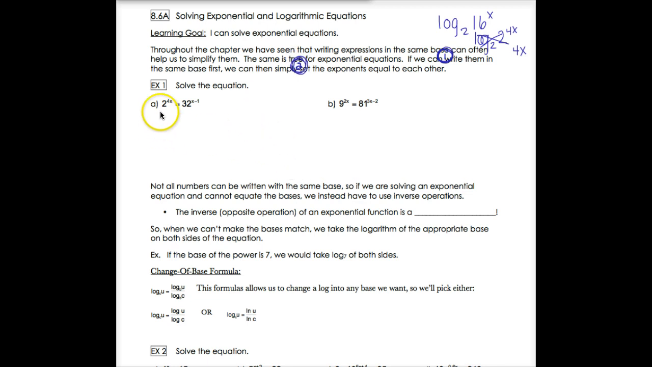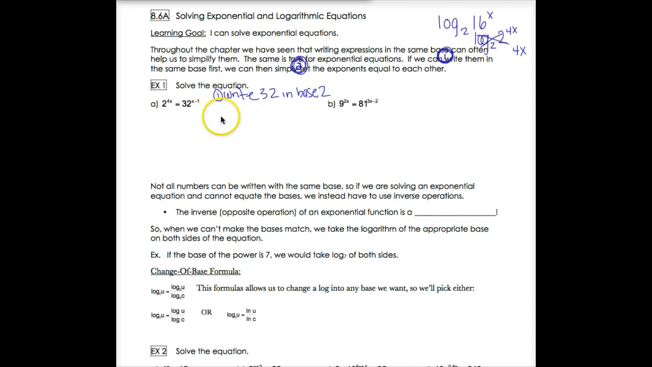So, example 1a. I've got 2 to the 4x equals 32 to the x minus 1 power. Again, they have to be in the same base in order to be able to do step 2, and right now they are not in the same base. So, we're going to be writing the bigger number in terms of the smaller base. So, first thing we're going to do is write 32 in base 2.